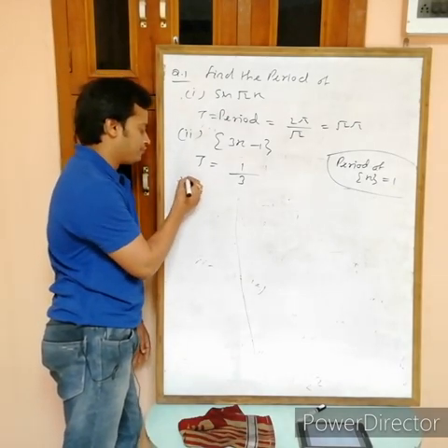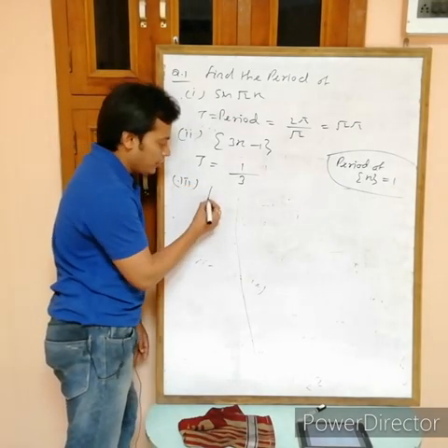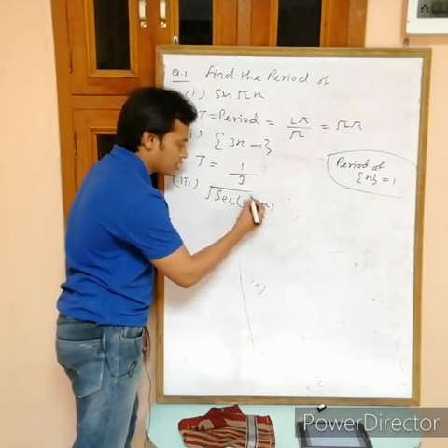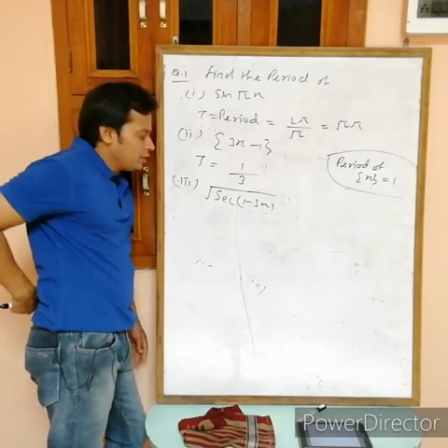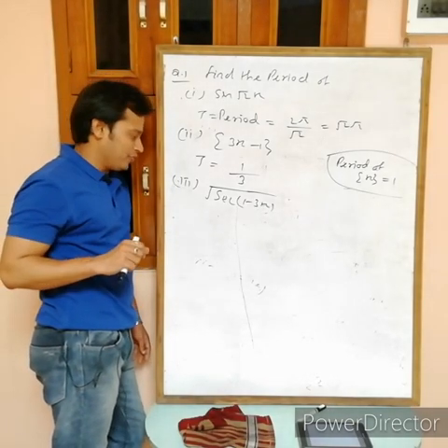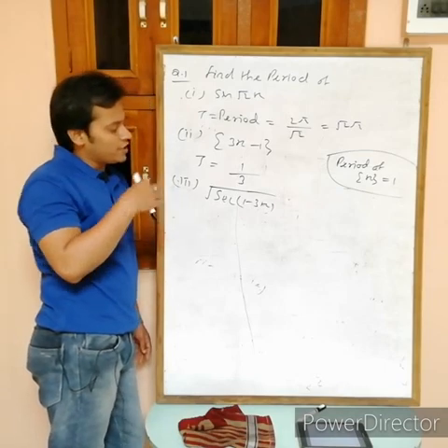Third one: find the period of root of sec(1 minus 3x). Now actually, in this one you can use property number 1. Here you want the period of root of sec(1 minus 3x).